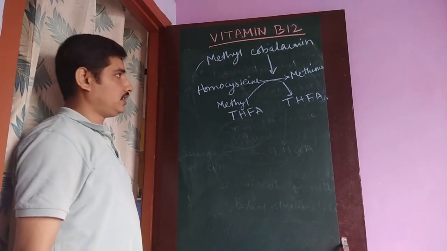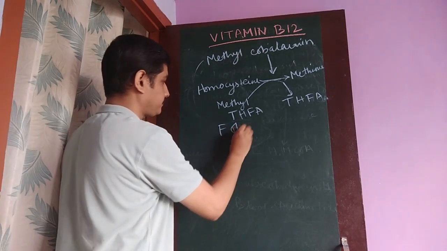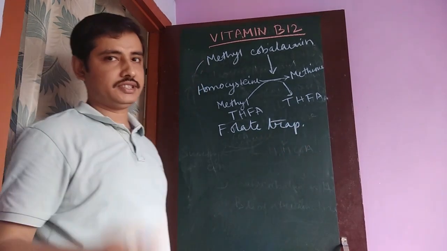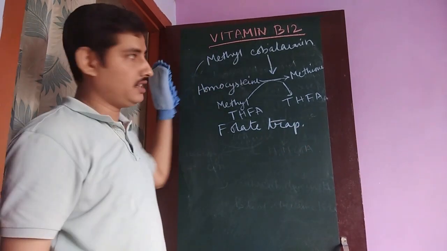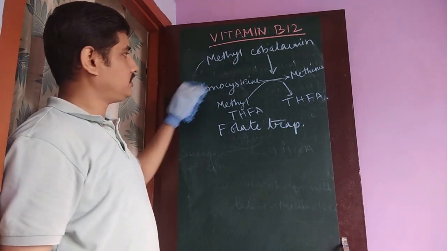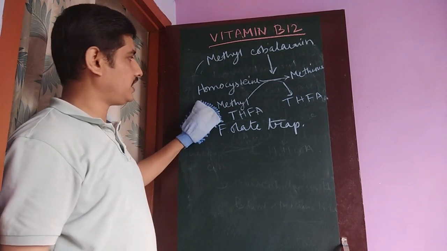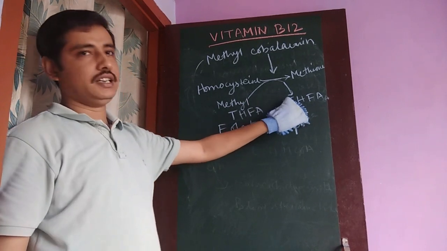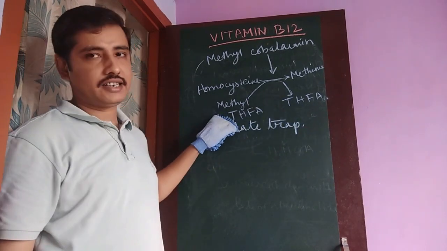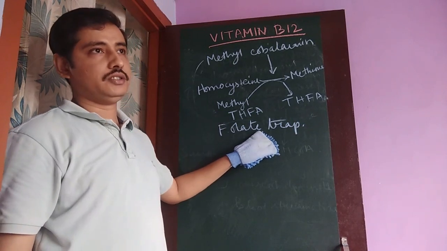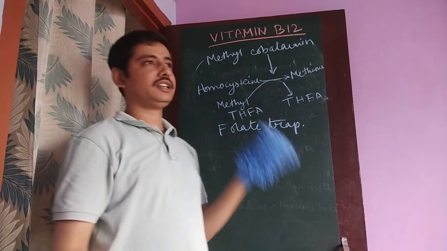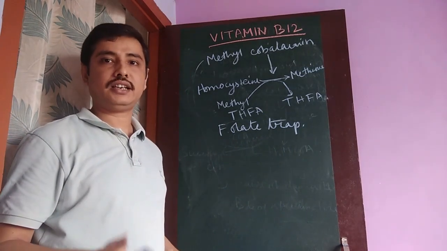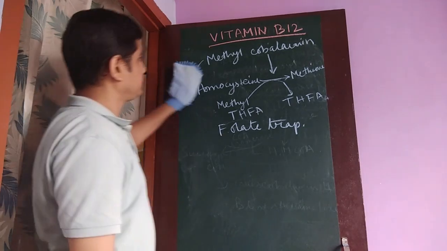Okay. Now there is a condition known as folate trap. In this condition, when vitamin B12 is deficient, then methylcobalamin is not there, so this reaction cannot occur. So homocysteine cannot get converted into methionine, and methyltetrahydrofolate cannot get converted into tetrahydrofolic acid. So tetrahydrofolic acid is trapped in the form of methyltetrahydrofolic acid. This is known as folate trap. So we come to know that when there is vitamin B12 deficiency, there is an additional folate deficiency as well.